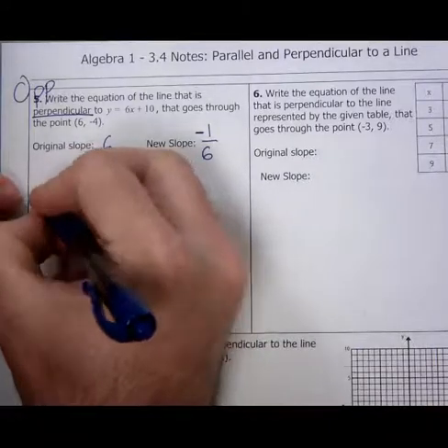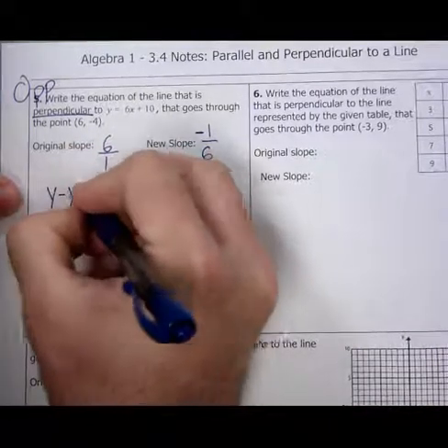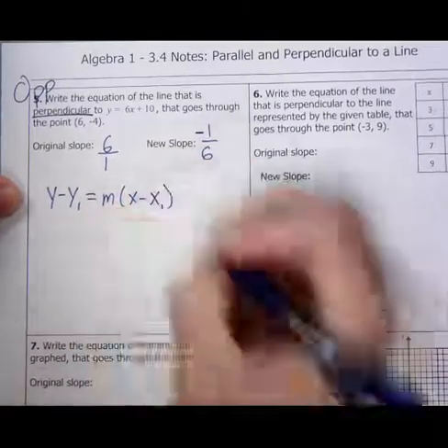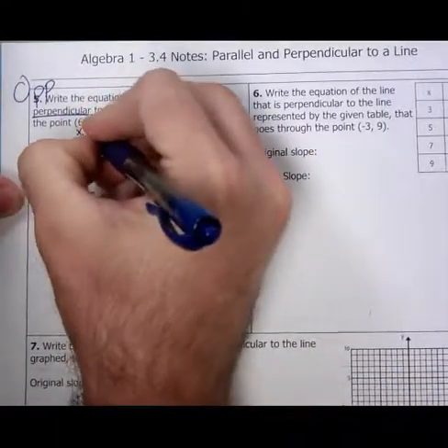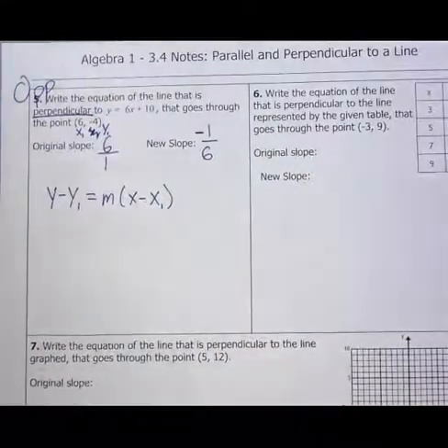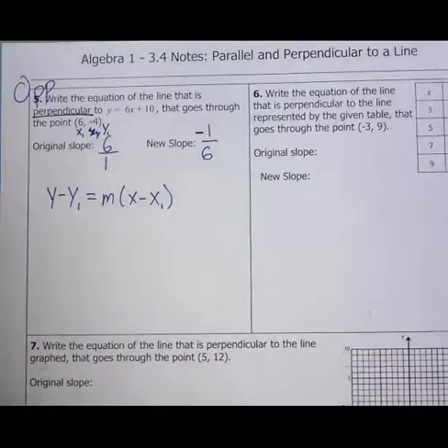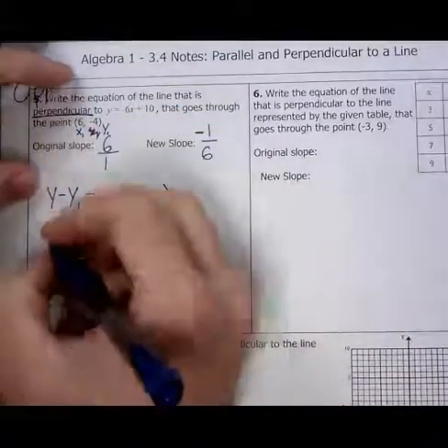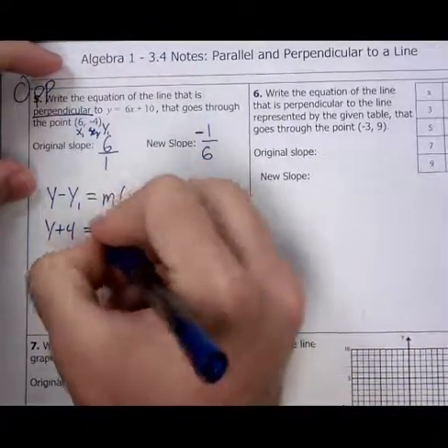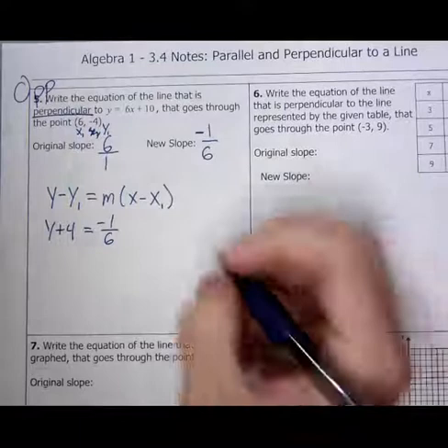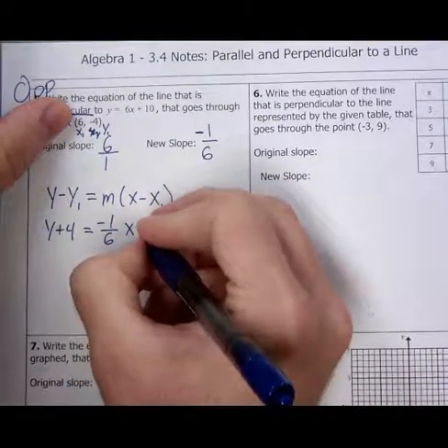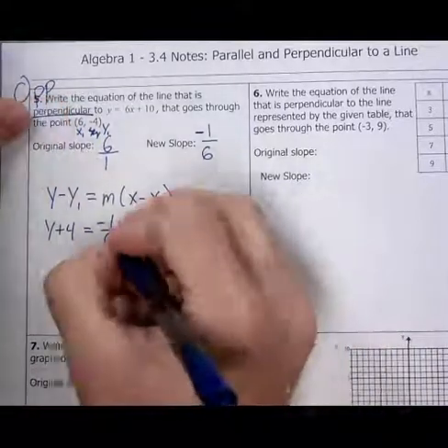We can use point slope again. y minus y1 equals m(x minus x1). Here's my x1, here's my y1. Remember, whenever we put it in, it needs to go opposite. So y1 was a negative, so within it, it's going to be a plus 4. The slope is negative 1/6, and our x would be x. Positive 6 would go in as minus 6.